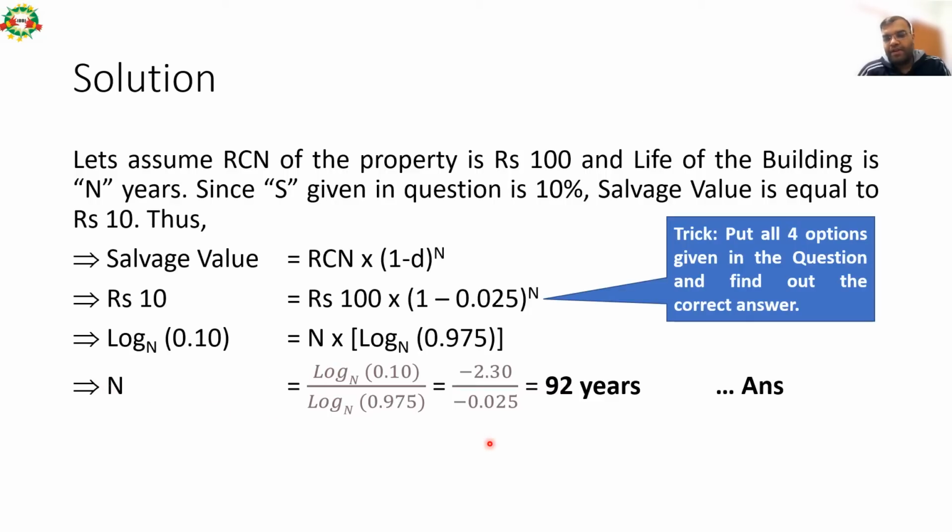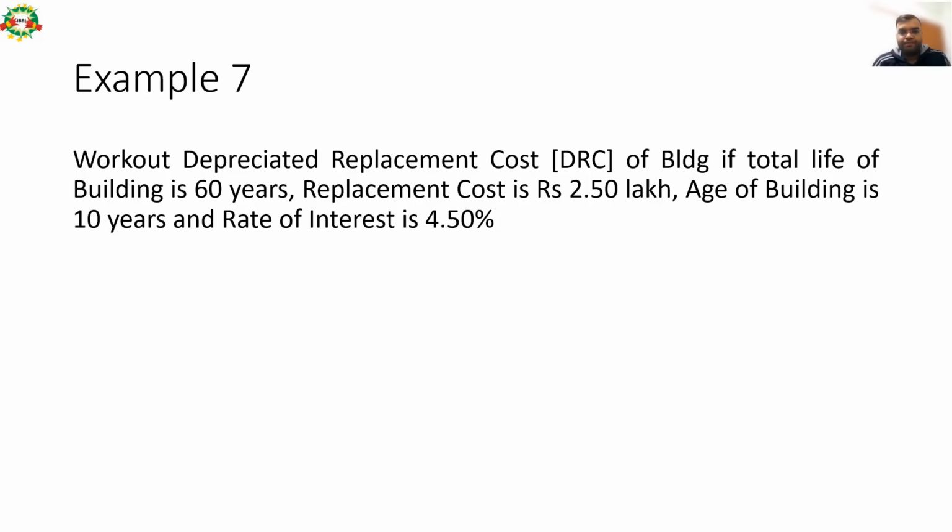However, a quick trick is that you just put in all four figures. You might have been given four options in the question. Try to put those four values of n in the equation and solve it with the help of Excel or a calculator. With that you can easily calculate. Otherwise, this is a little bit difficult to calculate with a simple calculator. So the correct answer is 92 years.